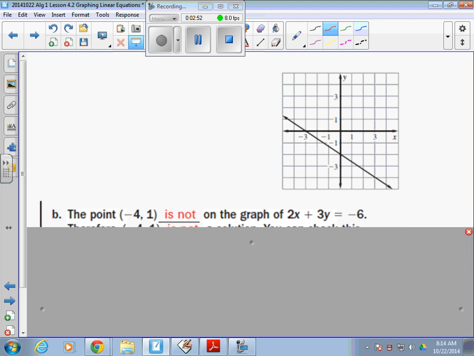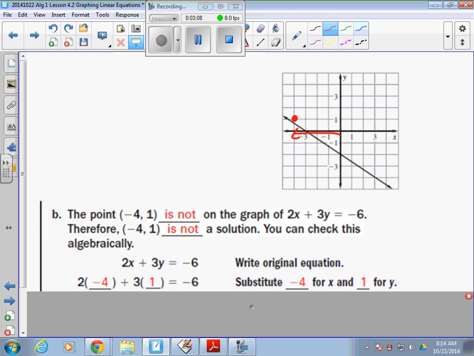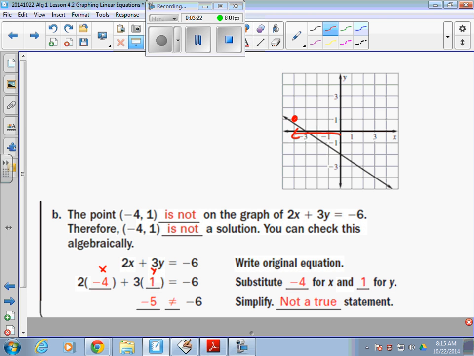The other one, (-4, 1): again, when you go -4 to the left and +1, I don't know why I went up 3 a minute ago, +1, notice it's above the line. It's close, but it doesn't fall on the line itself. Therefore, it's not a solution. Again, you could check it algebraically when you plug it in. -4 in place of x, and 1 in place of y. 2 times -4 is -8. 3 times 1 is 3. -8 plus 3 is going to be -5. That is not a true statement. So it is not a solution.